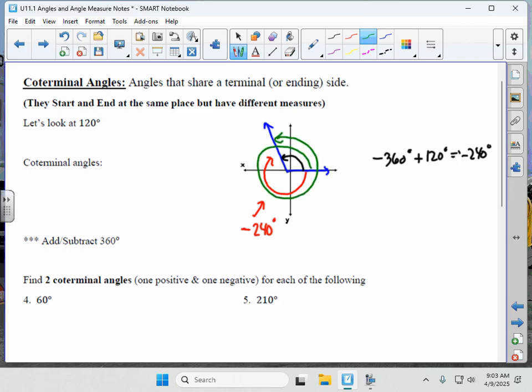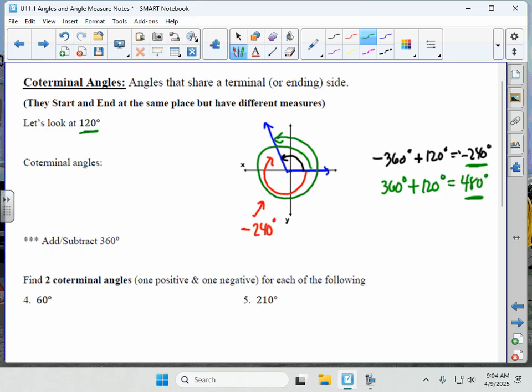So I do this spiral. This angle, this green one, is if I took 360 degrees and add on the 120, I'm going to get 480 degrees in the positive direction. So that would be a positive 480 degree angle. Again, it starts and ends at the same place as 120, but the angle measures are different. So we say 480, negative 240, and 120 are all coterminal to each other because they start and end at the same place, but their angle measures are all different.